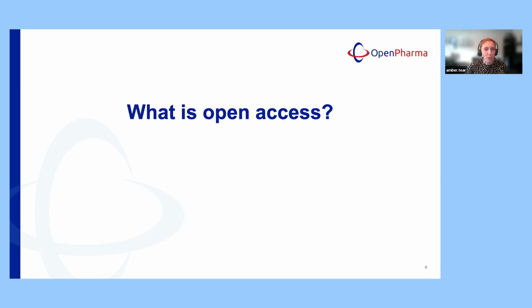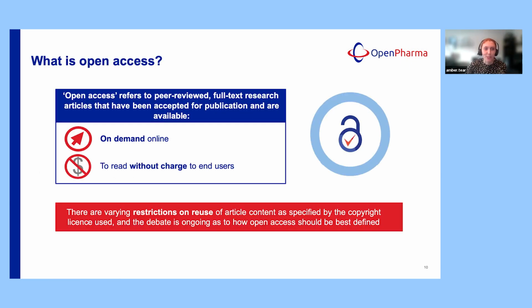So I'm just going to talk a little bit about open access and the various publication models that exist. As a publishing model, open access refers to peer-reviewed full-text research articles that have been accepted for publication and are available to end users on demand without charge. However, the exact definition of open access remains very much open to debate, and there are a number of restrictions with regards to the reuse of content depending on the copyright license selected.